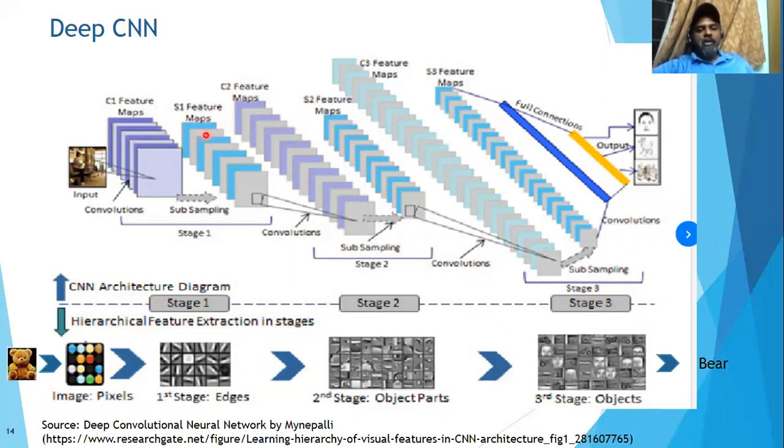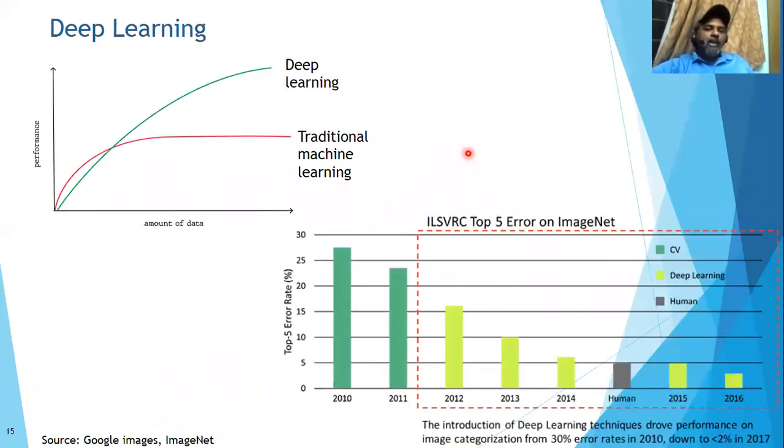We call such a network a deep network if you see multiple such layers. And this is an example of a technique called deep convolutional neural network. This is essentially how we look at object detection using computer vision. So this is deep learning, right?